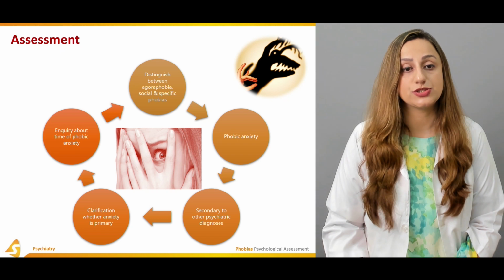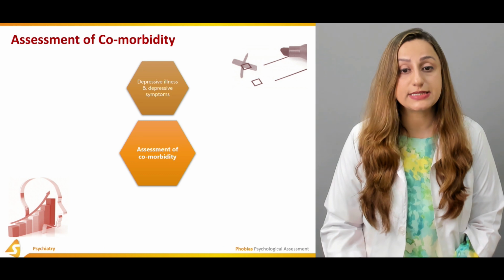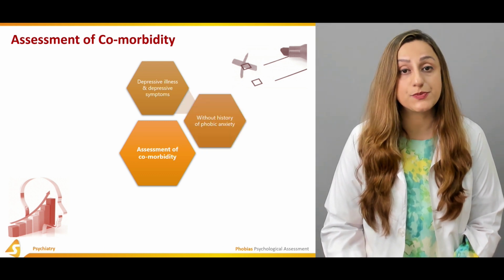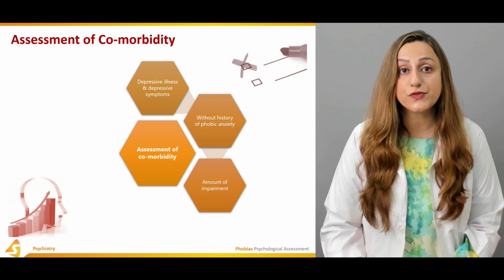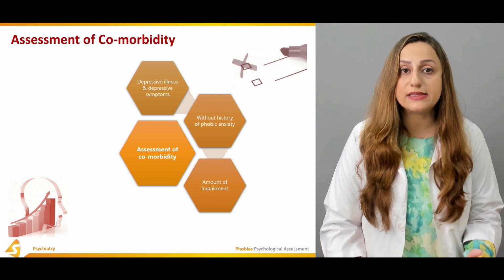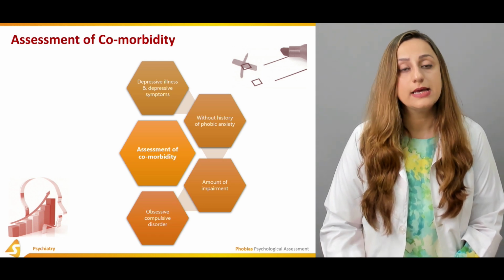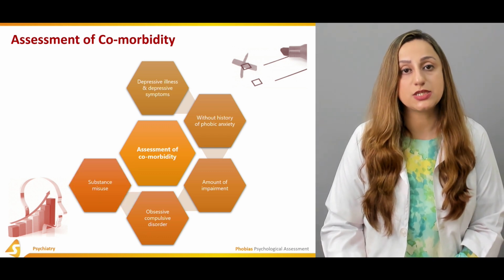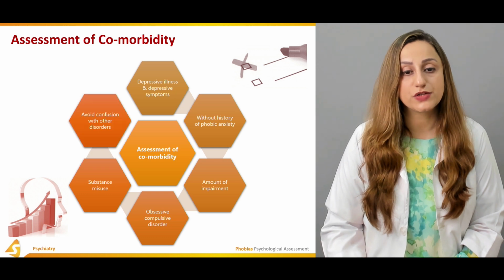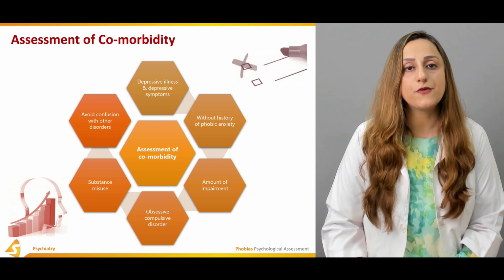in that particular patient. The assessment of the comorbidities basically consists of the depressive illness or the depressive symptoms that a person can have, with or without history of the phobic anxiety, and the amount of the impairment, how much his functionality is being affected in that particular case. The obsessive compulsive disorder sometimes coexists with these phobias, and substance misuse is again seen in a lot of individuals. And to avoid confusion with other disorders, we have to get the history in quite a detail.